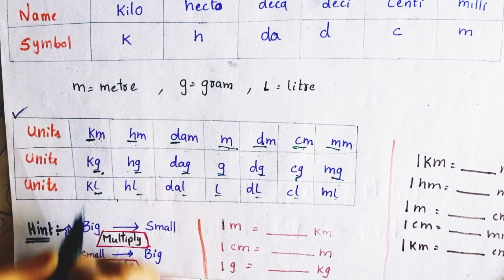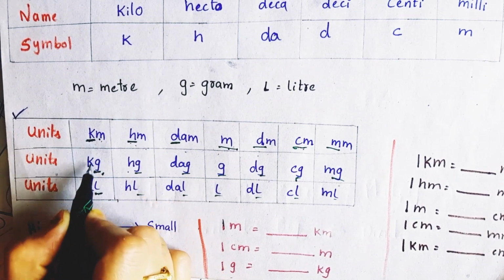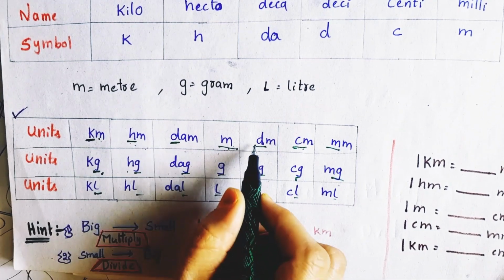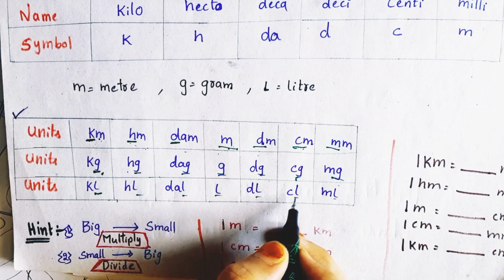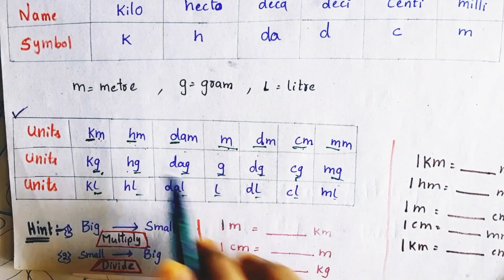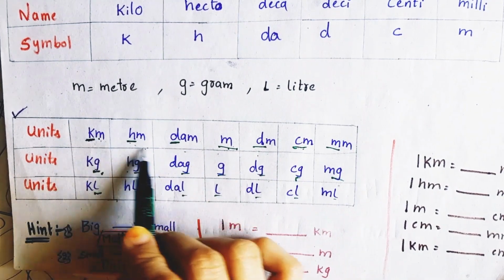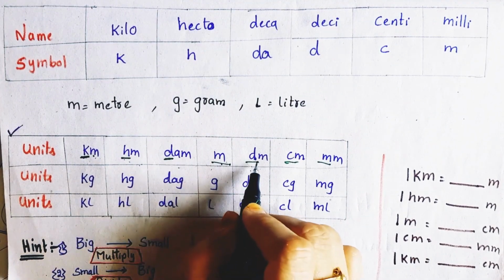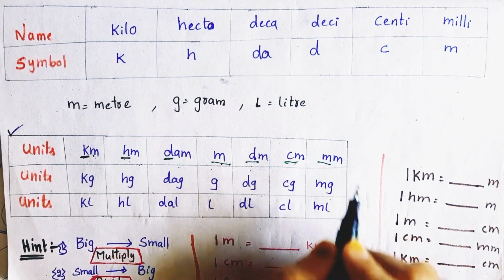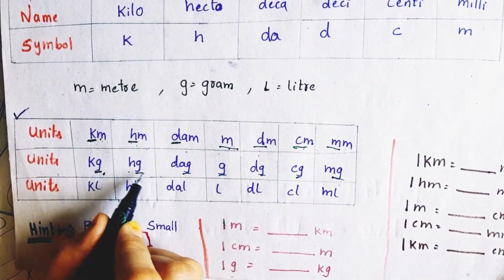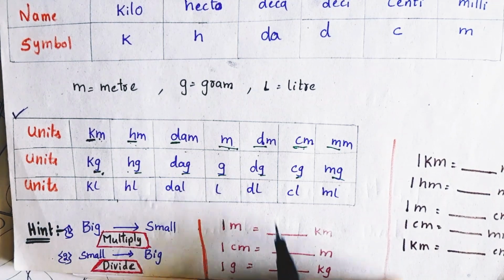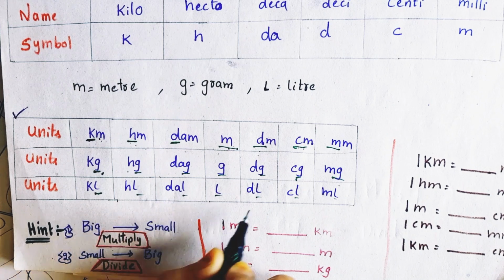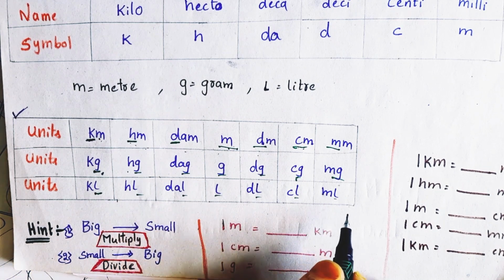Now if you observe this vertical line, K is common in everything. K for kilo, H for hecto, D for deca, D for deci, C for centi and M for milli. Now we'll read the combination of both, okay? Kilometer, hectometer, decameter, meter, decimeter, centimeter and millimeter. Kilogram, hectogram, decagram, gram, decigram, centigram and milligram. Kiloliter, hectoliter, decaliter, liter, deciliter, centiliter and milliliter.